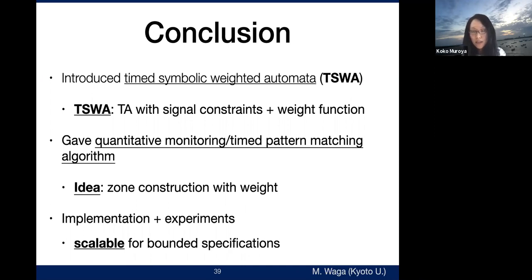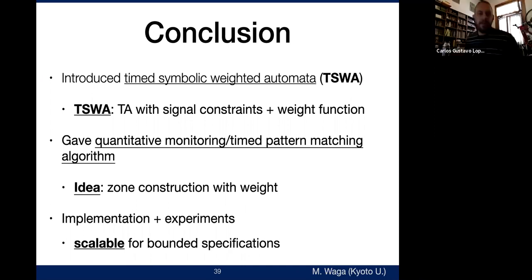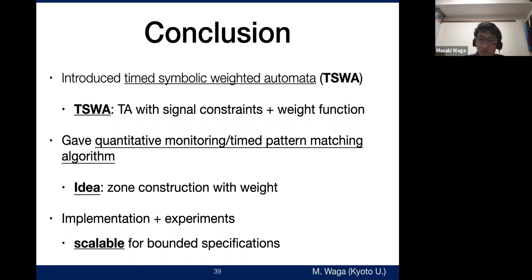Carlos has one. Hi, Masaki. It was a very nice talk. I like it very much. I have two questions related, in some sense, to clocks. Maybe I missed something, but do you have only one clock that you can use to measure time, or can you have several clocks?